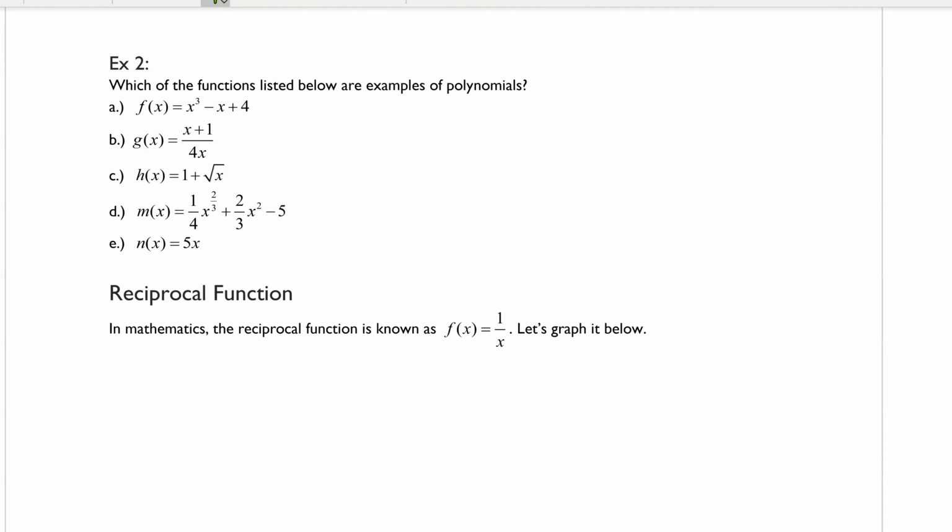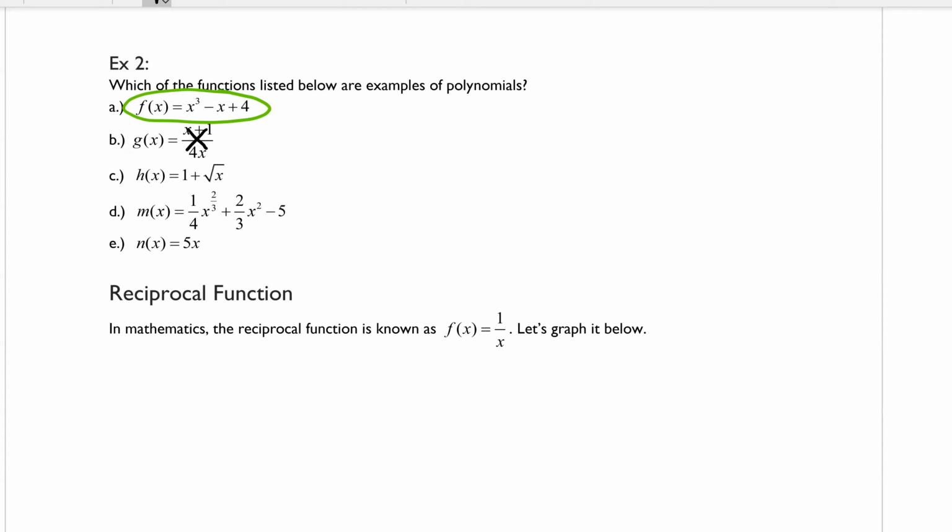All right, let's talk about example 2. Here it asks us which of the functions listed below are examples of polynomials. So the first one, f of x is equal to x cubed minus x plus 4. This is in fact a polynomial. The next example, g of x equals x plus 1 over 4x, is not a polynomial because it has that fraction bar there. So that's not good.